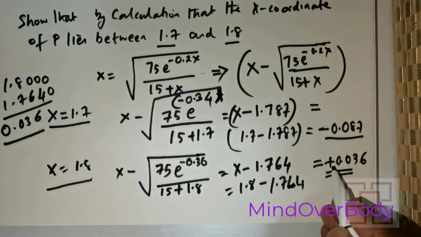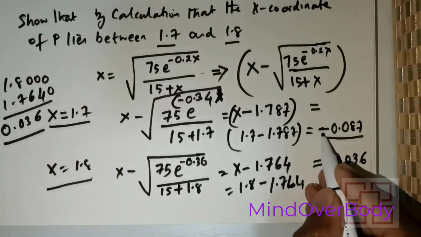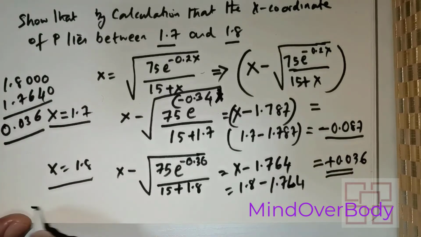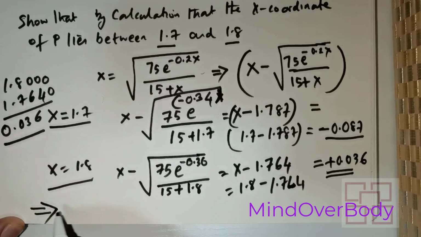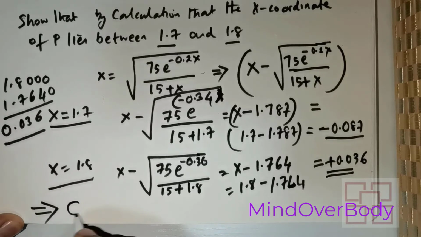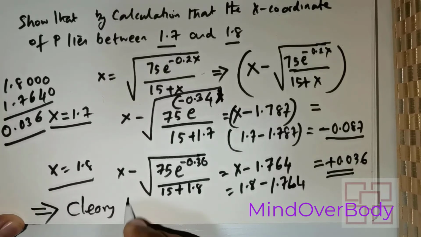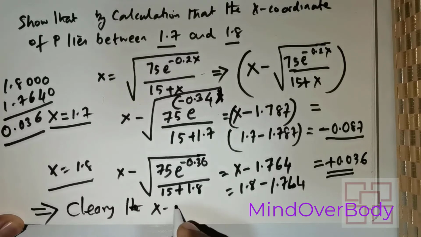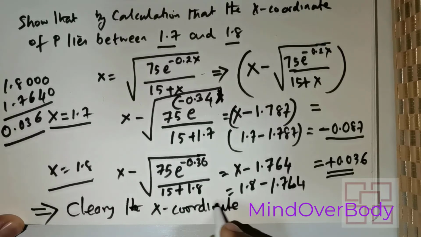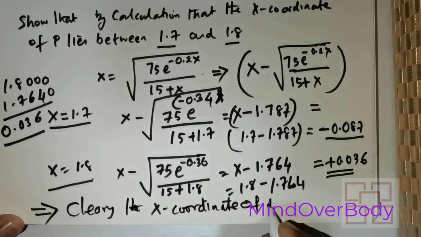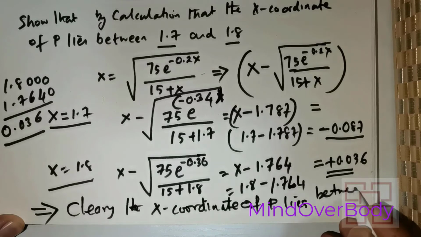The most important observation here is a positive sign here and a negative sign there. So this implies, without any doubt, clearly, and this is the conclusion you need to write: the x coordinate of P lies between 1.7 and 1.8.